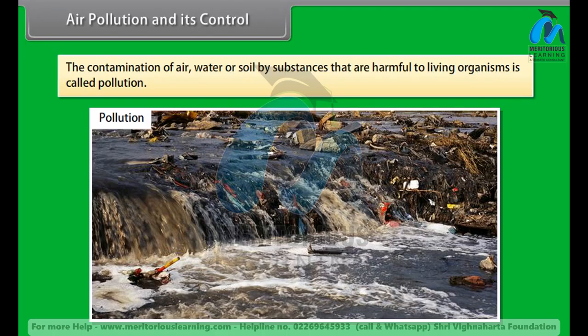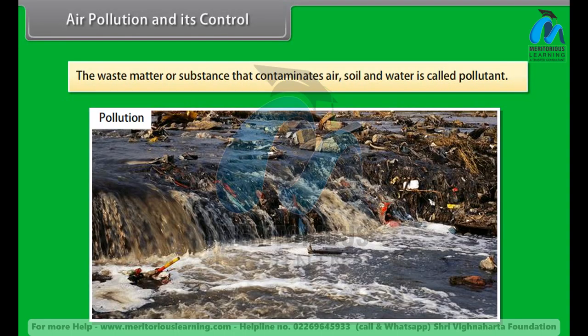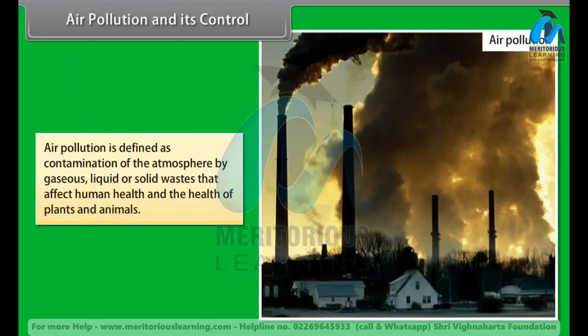Air pollution and its control. The contamination of air, water or soil by substances that are harmful to living organisms is called pollution. The waste matter or substance that contaminates air, soil and water is called a pollutant. Air pollution is defined as contamination of the atmosphere by gaseous, liquid or solid waste that affects human health and the health of plants and animals.